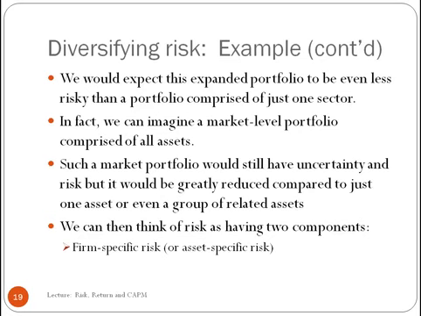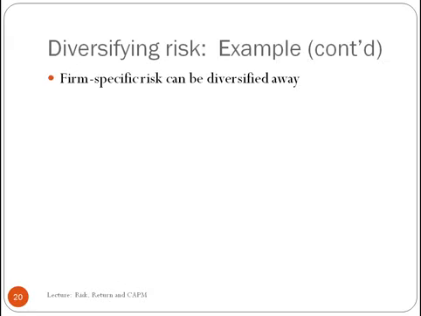First, we can think of firm-specific risk or asset-specific risk. And then secondly, there's market-level risk. All right, let me explain these. Firm-specific risk is what we saw, which can be diversified away if we hold something in a portfolio. Market-level risk is the stuff that's left over. It just can't be eliminated.